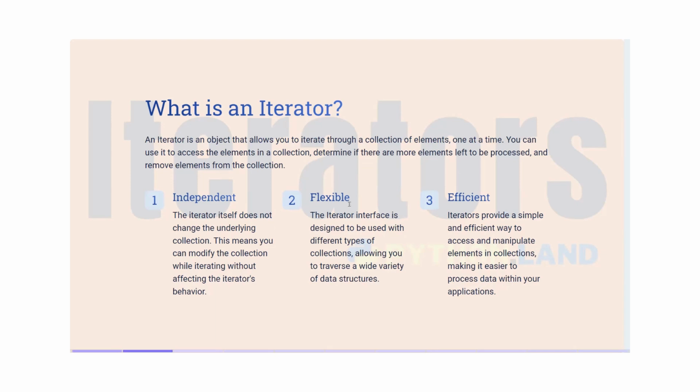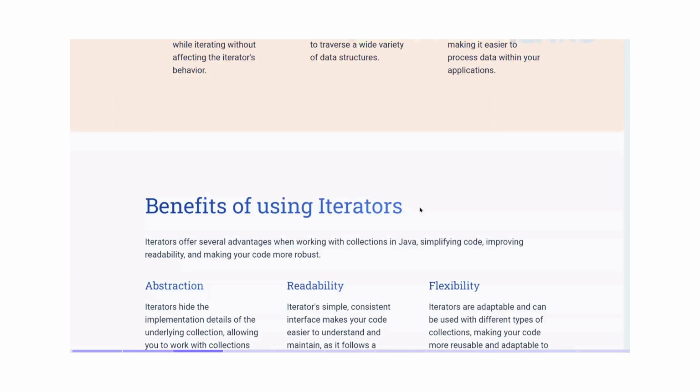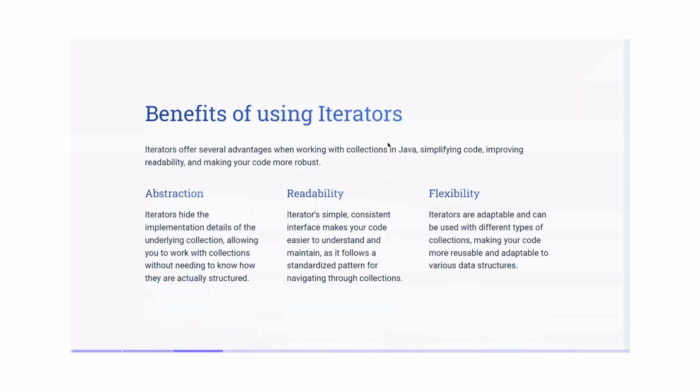Flexible. The iterator interface is designed to be used with different types of collections, allowing you to traverse a wide variety of data structures. So iterators are really flexible on different types of data structures. Now, efficient. Iterators provide a simple and efficient way to access and manipulate elements in collections, making it easier to process data within your applications. These are the three key features of an iterator.